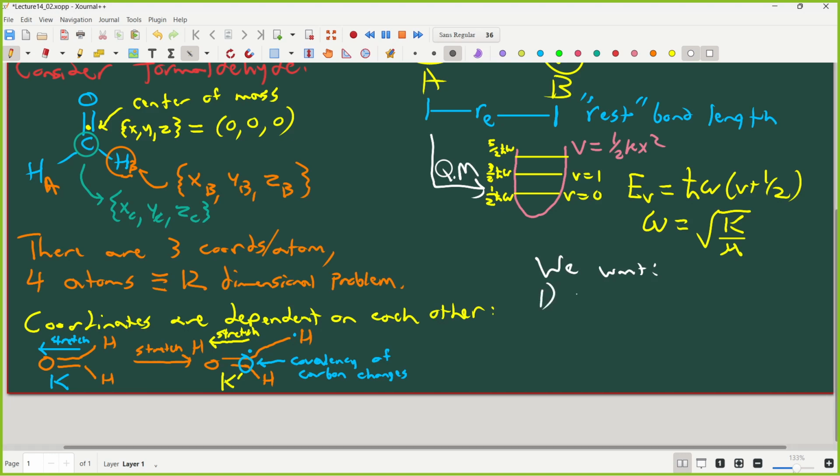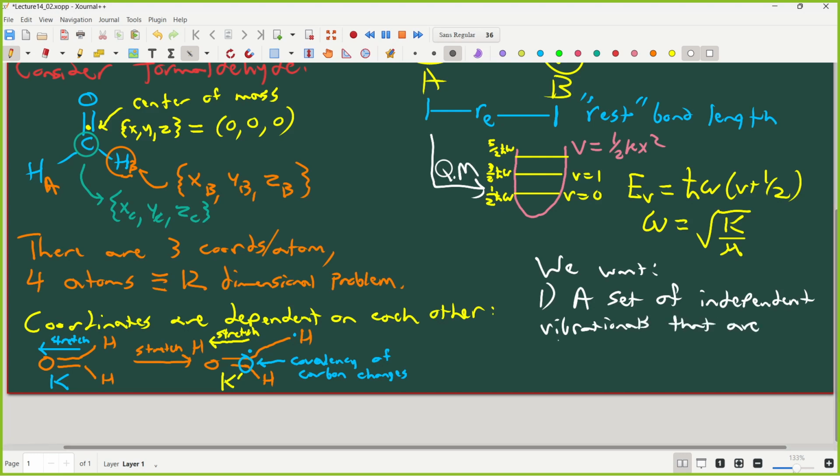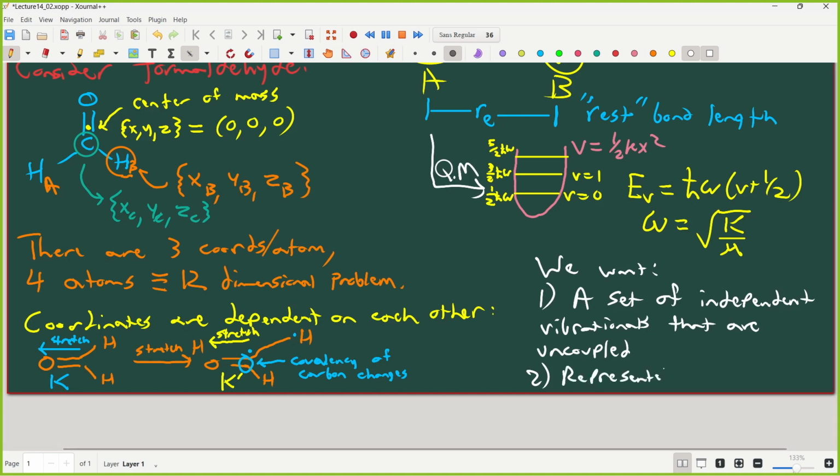We want a set of independent vibrational motions that are uncoupled, which means they don't affect each other in the way I just described, and are represented by a harmonic oscillator. Okay, so we ultimately want to represent the vibrations of this molecule as a set of independent harmonic oscillators.